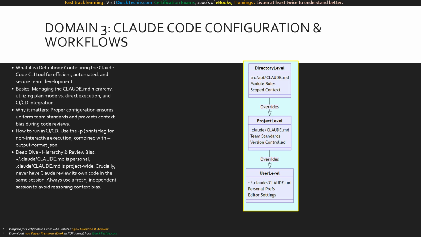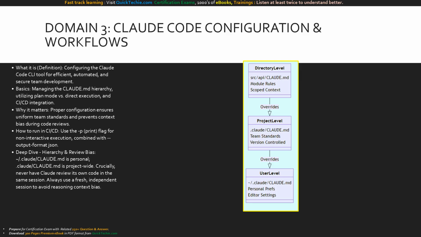This class diagram lays out the strict hierarchy of Claude Code configuration files. At the bottom, we have the user level, living in your home directory for personal editor settings. Above that is the project level, which contains version-controlled team standards. At the very top is the directory level, meant for highly specific module rules.